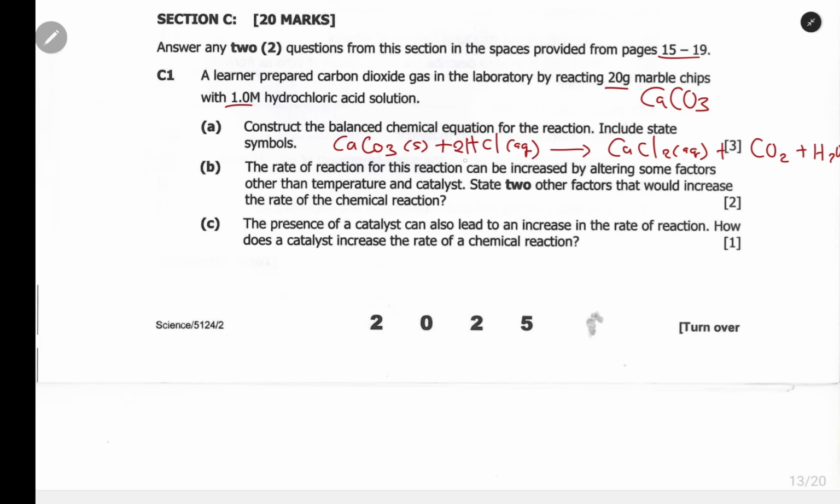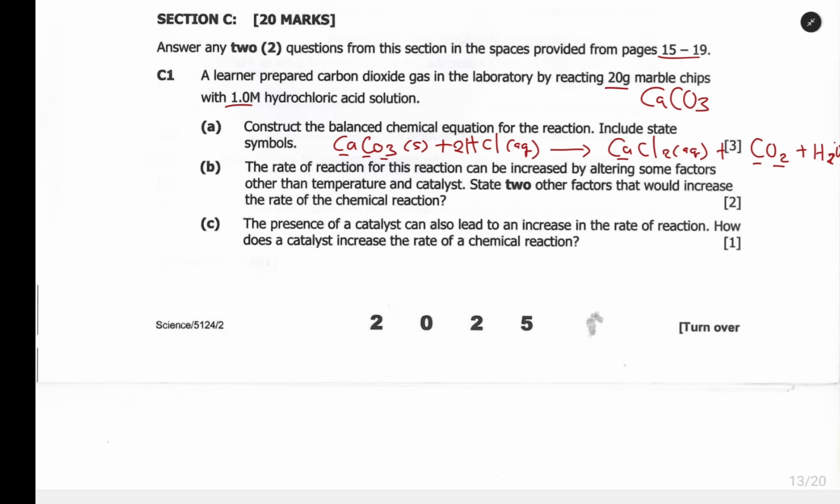Let us check. Hydrogen 2 there on water. What about calcium? Calcium 1, calcium 1. Carbon 1, carbon 1. Oxygen, here there's 3. Here there's 2, plus that one on water, 3. So this is the balanced chemical equation for the reaction. I guess you are able to see clearly.